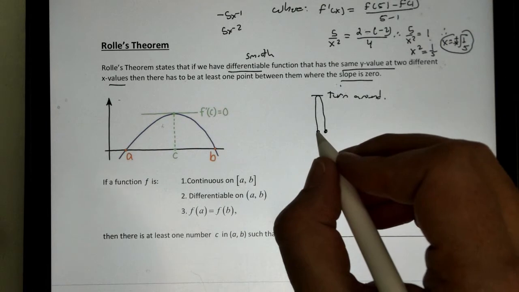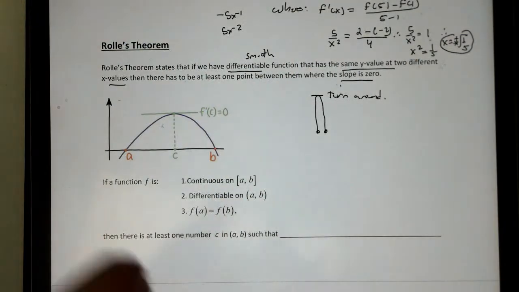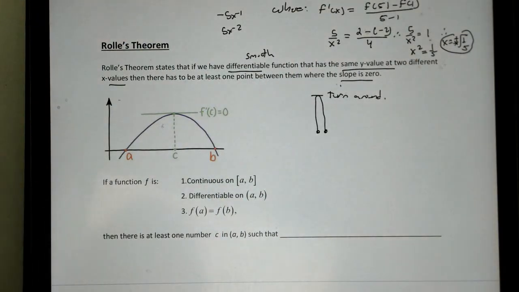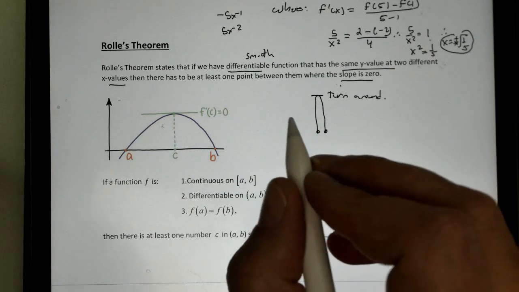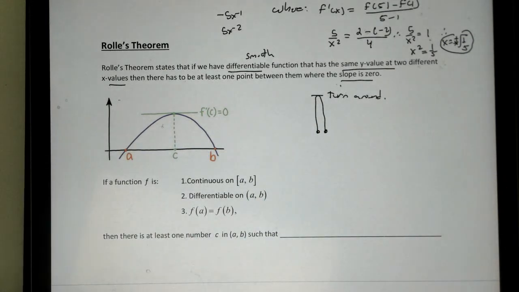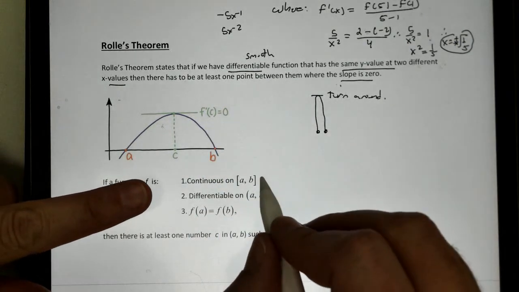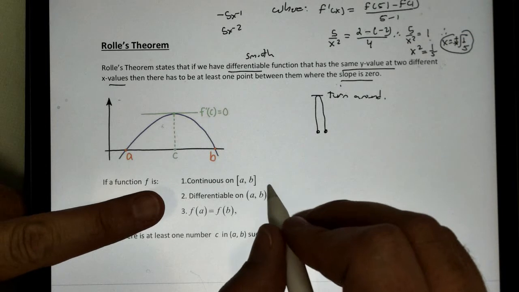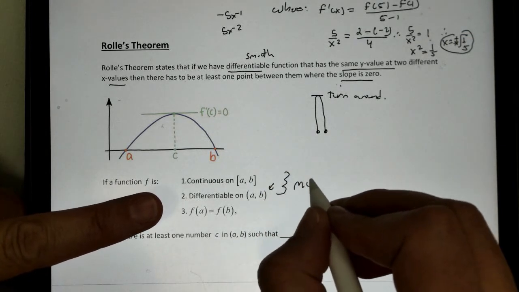If you start at home, you go to school, you go home. At some point, your direction had to change. We can guarantee that because at some point, the slope has to be 0. Now, there has to be some conditions, of course. One, the function must be continuous on a to b and differentiable, again, on the open interval. Again, this looks just like MVT right here.